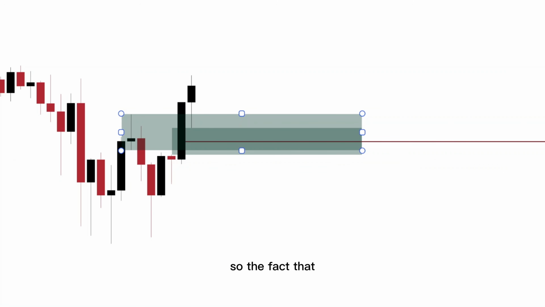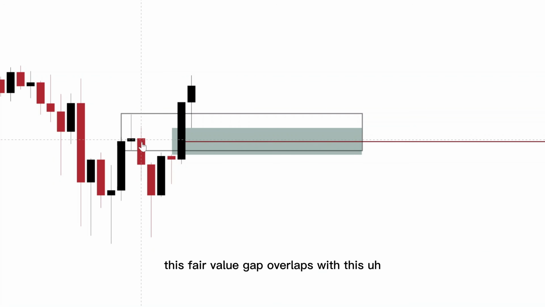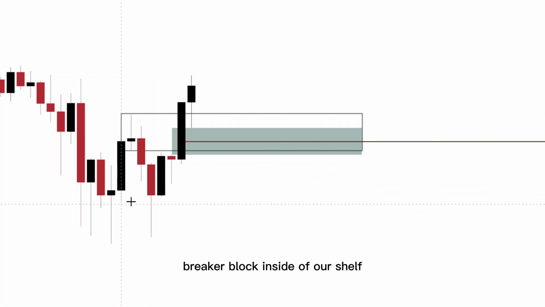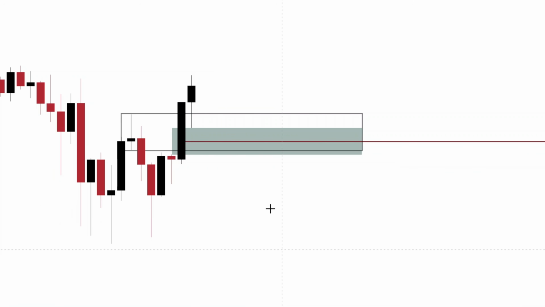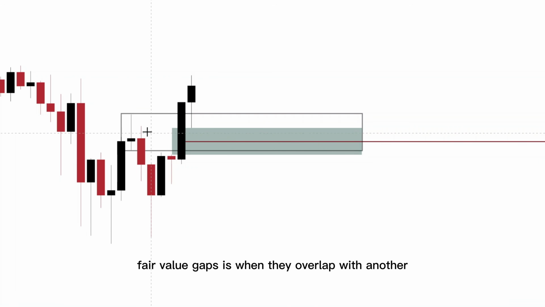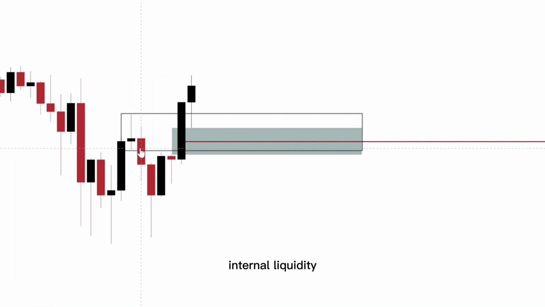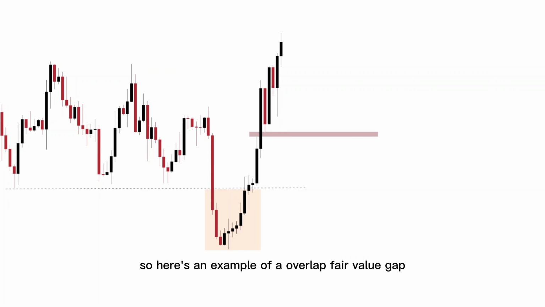The fact that this fair value gap overlaps with this breaker block inside of our shelf is extra confirmation that you could be looking for a rejection from this fair value gap, from the 50%. And that's the best time to trade fair value gaps, not when they're lone fair value gaps, but when they overlap with another internal liquidity, which could be your breaker block, your order block, etc. So here's an example of an overlapping fair value gap, and this is where you would anticipate a rejection.